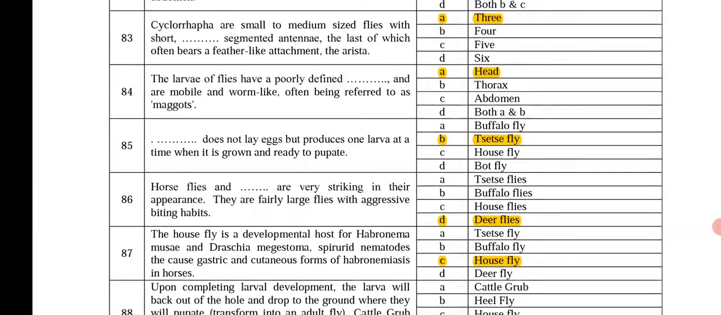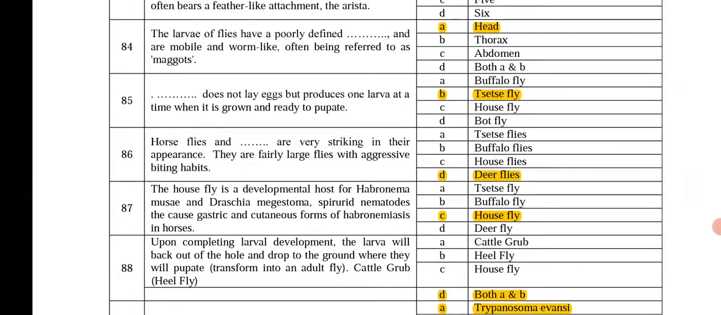Sissy fly does not lay eggs but produces one larva at a time when it is grown and ready to pupate. Horse flies and deer flies are very striking in their appearance. They are fairly large flies with aggressive biting habits.